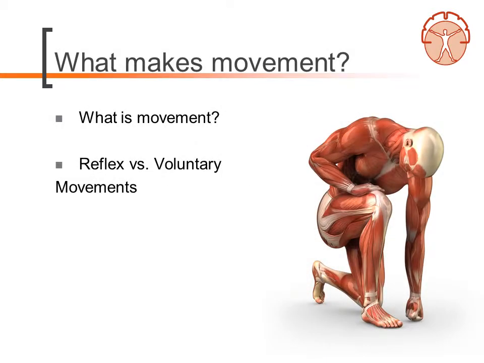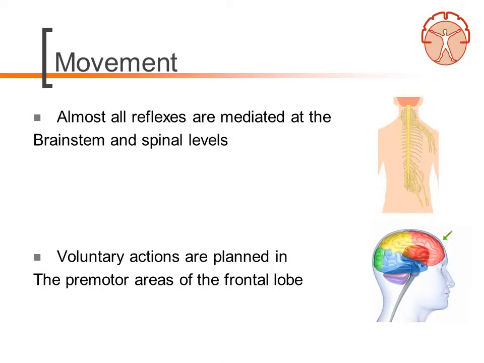Let's think about movement. Reflexive movements are rapid, involuntary, stereotyped movements like coughing. Voluntary movements are deliberate and planned, like moving your hand to pick up something. Almost all reflexes are mediated at the brainstem and spinal levels. Voluntary actions or movements are planned in the premotor areas of the frontal lobe.